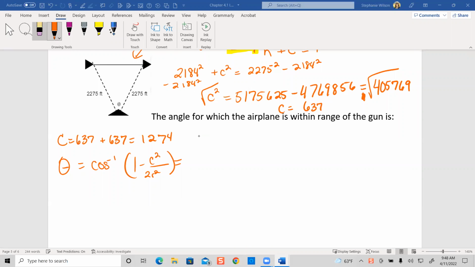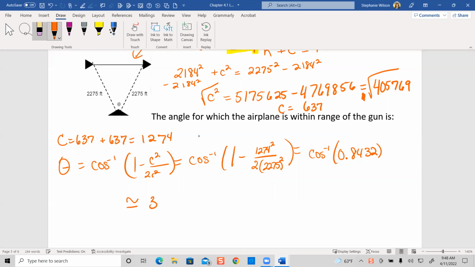So now we're going to take the formula from above and plug in what we know. We know what C is. It's 1274 squared. And then we're going to square it because that's what the formula says. We know 2 times R. Well, R was 2275, and we're going to square it. And then we'll type that in a calculator, and we get 0.8432. And then I'm going to write approximately because we're going to round to the nearest tenths. And this is my angle. That's the angle at which the airplane is within range of the gun.